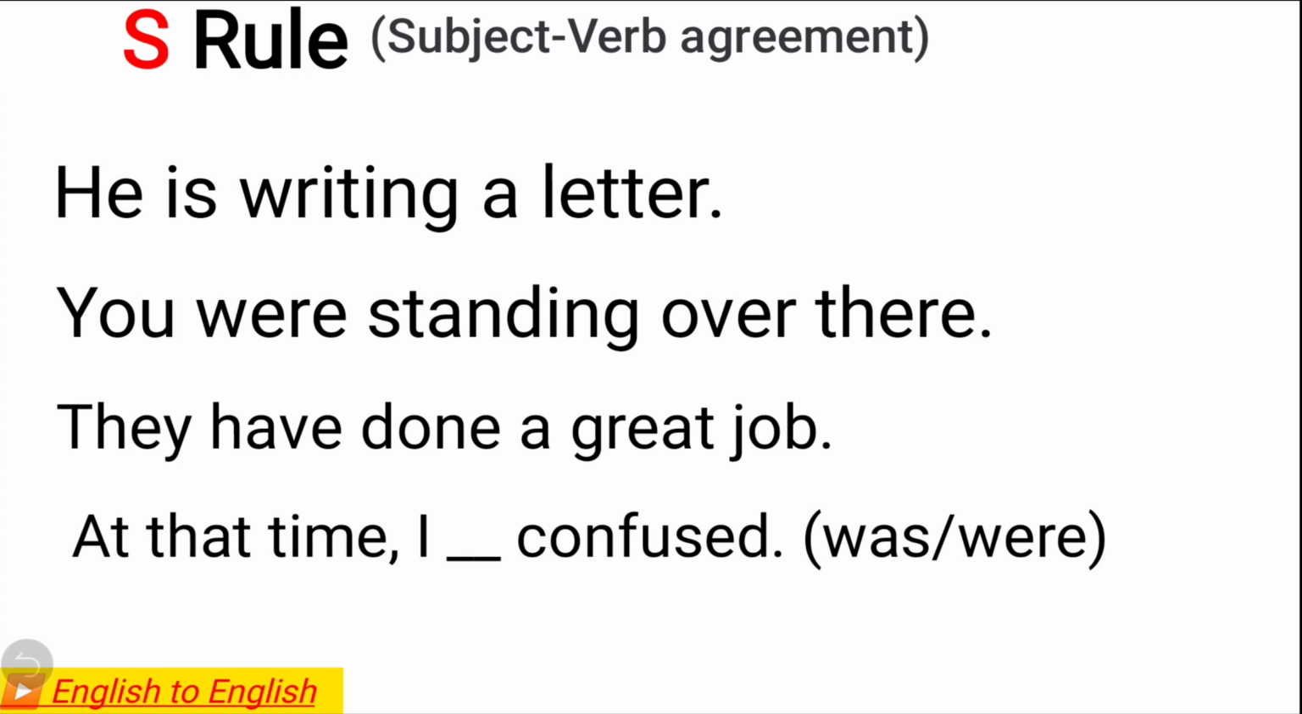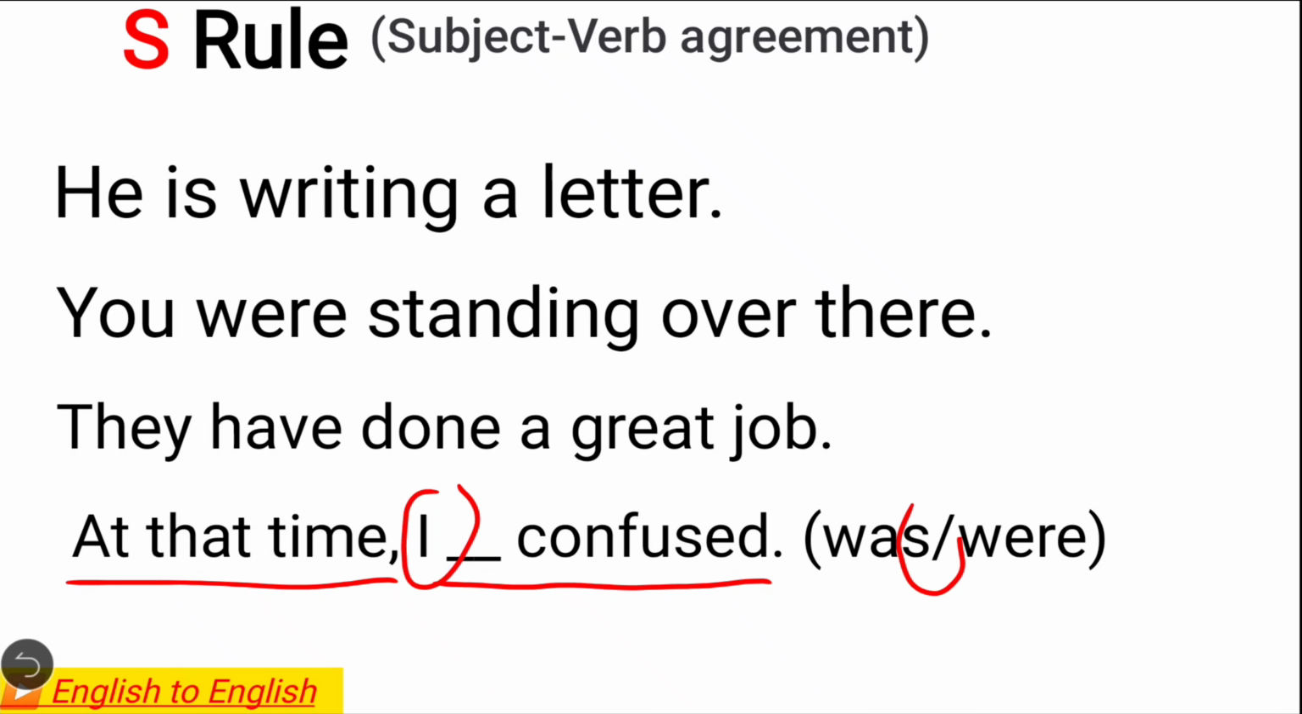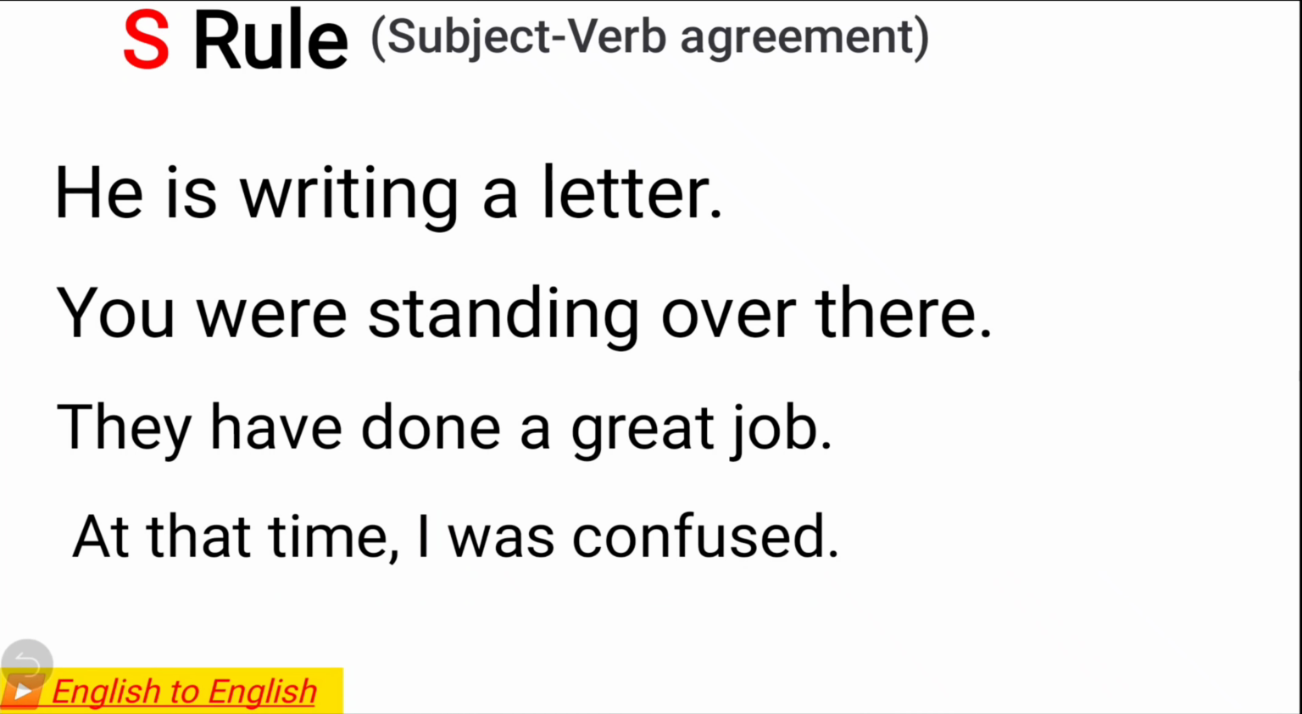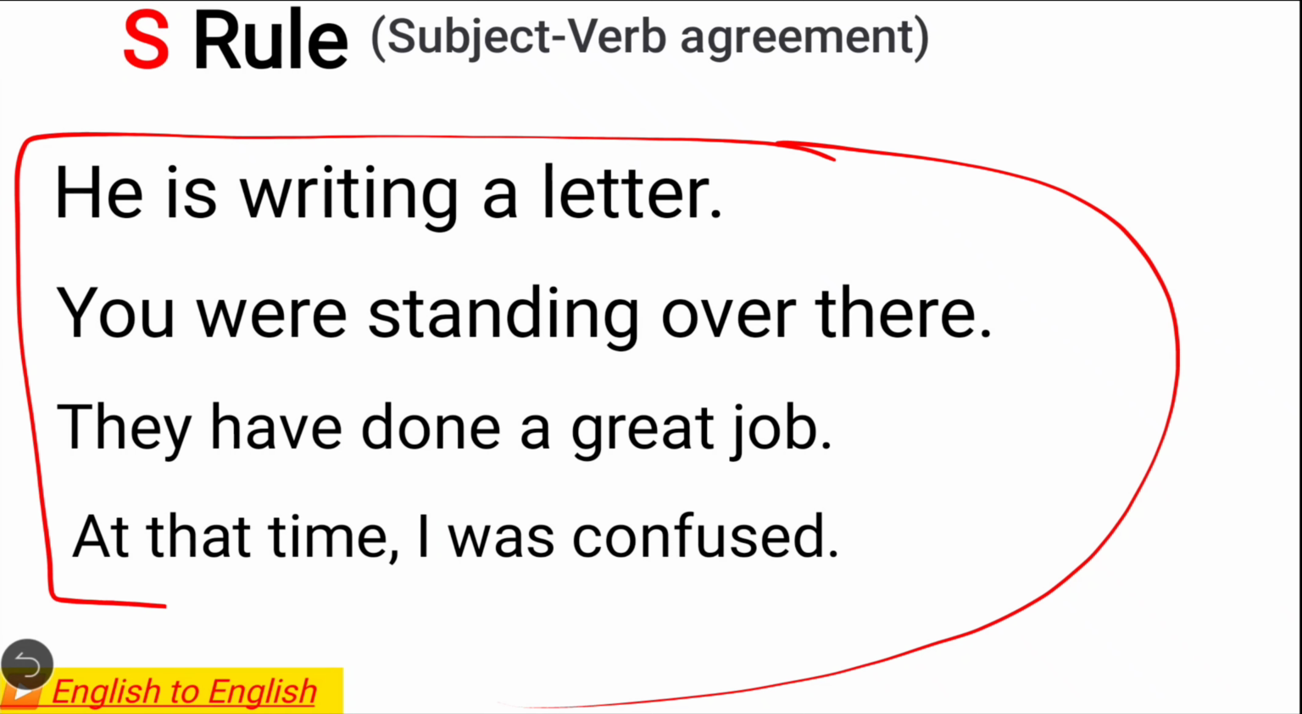Okay, so let's talk about the fourth one. At that time, I dash confused. I was confused or I were confused? It is talking about past, and in past we know that if it is past simple or past continuous, I is supposed to be a singular subject. So in singular we got S, and S will be used with S. So we have to use was, and it will be, at that time I was confused. So we tried to solve these three-four questions.